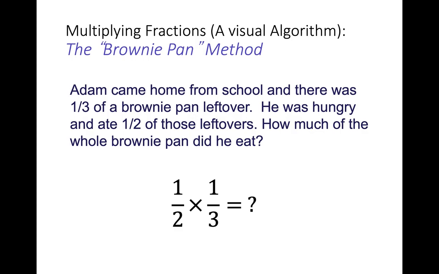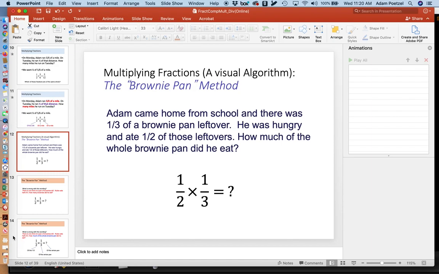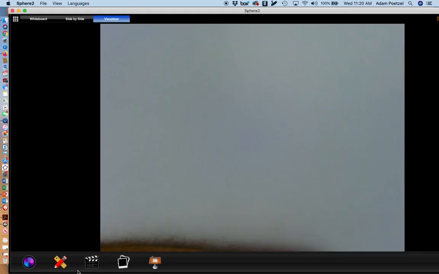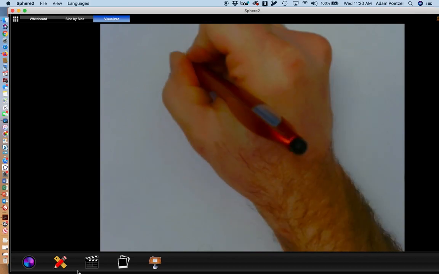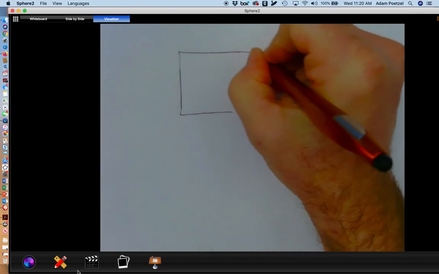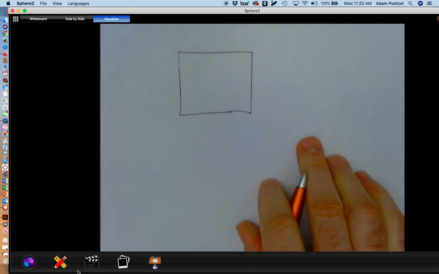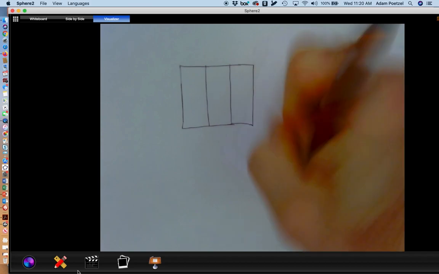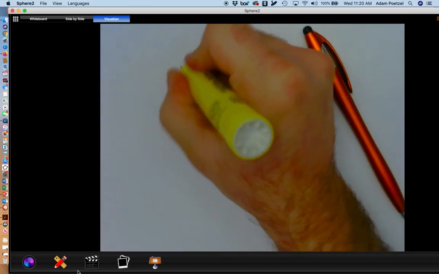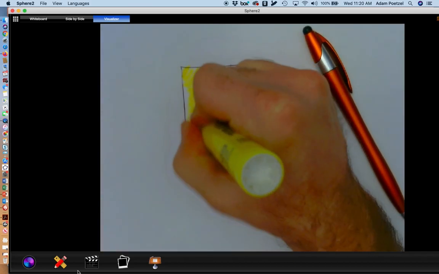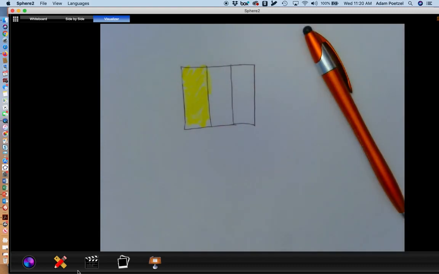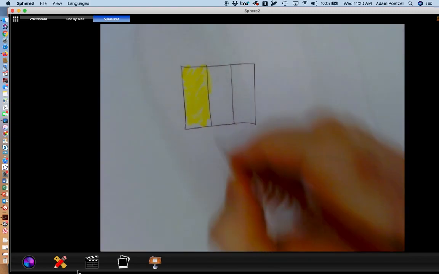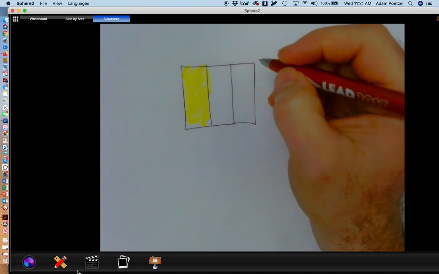Again, we can do this different ways, but let's look at this using a visual and a standard way that some curricula present and you may be familiar with. So Adam came home, and this usually builds on a square or rectangle model to begin with because it's easy to partition. There was 1/3 of a brownie pan left in the fridge, so let's go ahead and shade those in. Got some lemon frosted brownies, I guess. But that's what was left. And Adam came in and ate 1/2 of those leftovers.